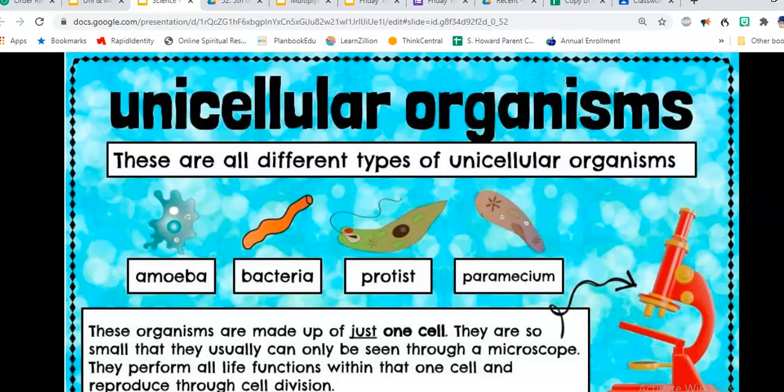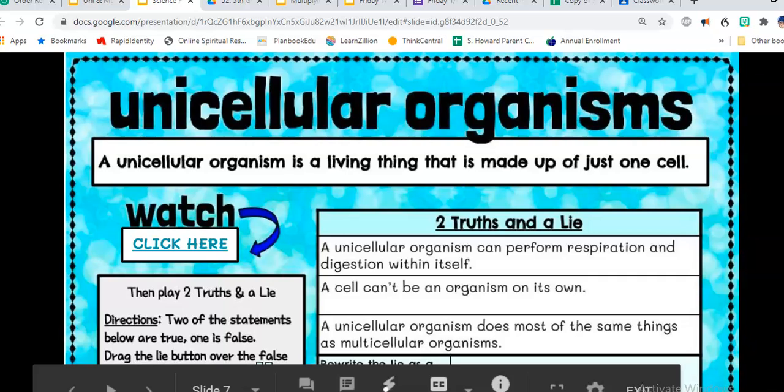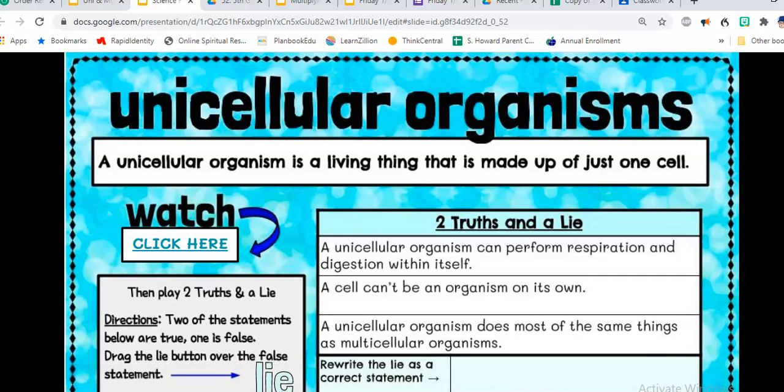So all of the life processes that we read about or saw in that video, these single cell organisms do it all within one cell. Whereas multicellular animals, we have to have a bunch of different types of cells to do all those life processes. So unicellular organisms, even though they're very simple, they're quite amazing. A unicellular organism is a living thing that is made up of just one cell.